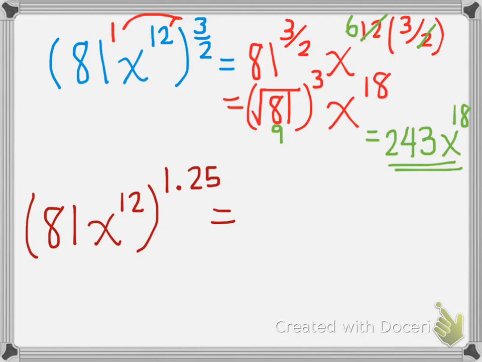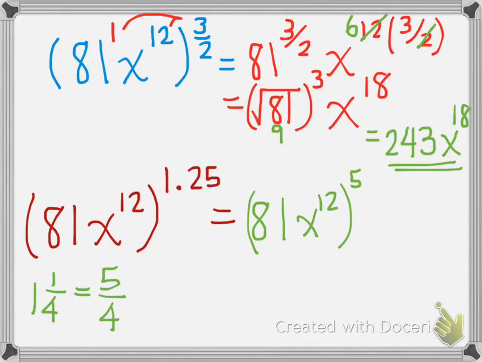So what if you see a decimal? Is a decimal a rational number? Yes, it is. If it can be expressed as a decimal or a fraction, that means it is perfectly legal. I personally like fractions better because then I can do some cross-canceling. So 1.25 as a fraction. 1.25 is 1 1/4. 1 1/4 is 5 quarters. So we're going to rewrite this problem. 81 x to the 12th to the 5/4 power. And now we're just going to clean it up like we did before.